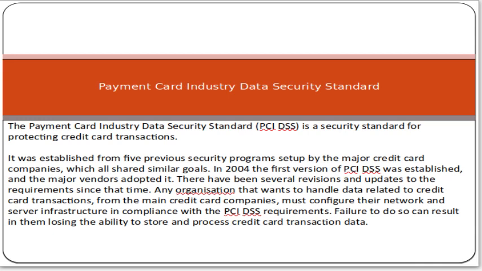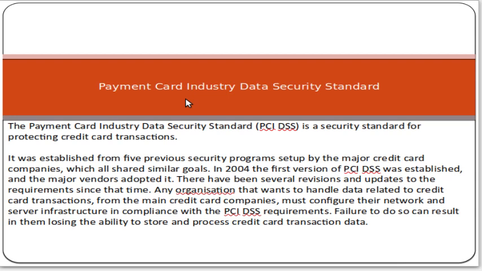So the Payment Card Industry Data Security Standard, short form PCI DSS, is a security standard for protecting credit card transactions. It was established from 5 previous security programs set up by the major credit card companies, which all shared similar goals. In 2004, the first version of PCI DSS was established and the major vendors adopted it. There have been several revisions and updates to the requirements since that time. Any organization that wants to handle data related to credit card transactions from the main credit card companies must configure their network and server infrastructure in compliance with the PCI DSS requirements.